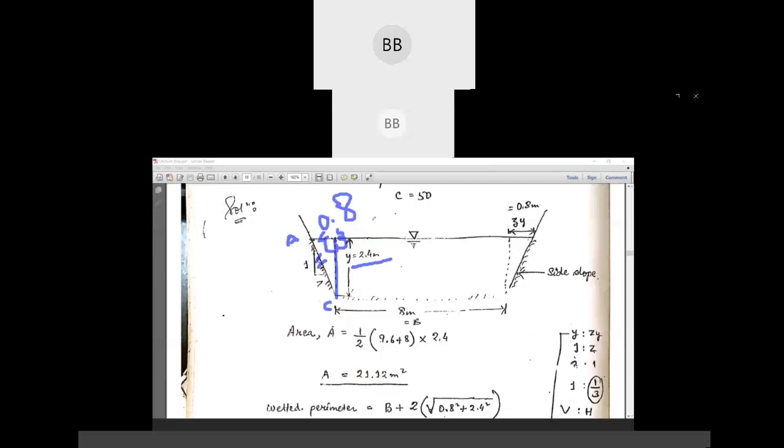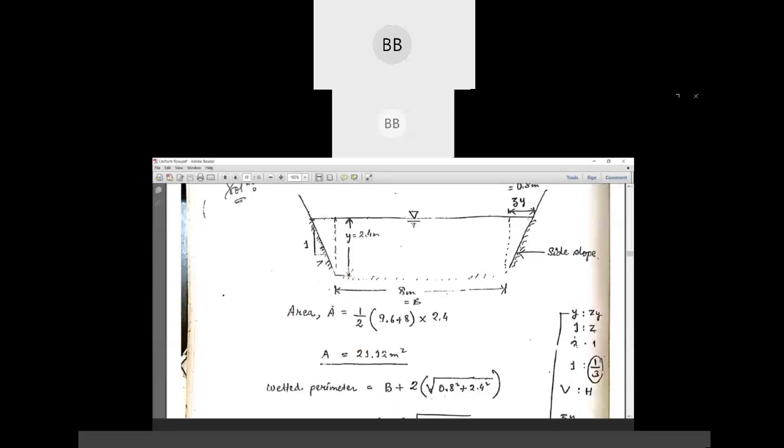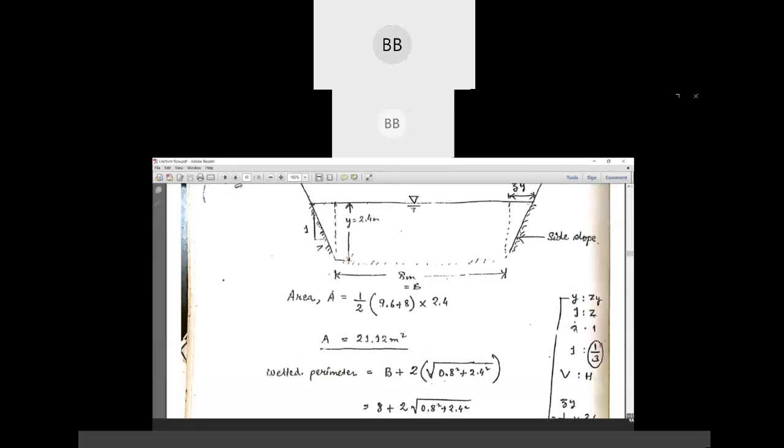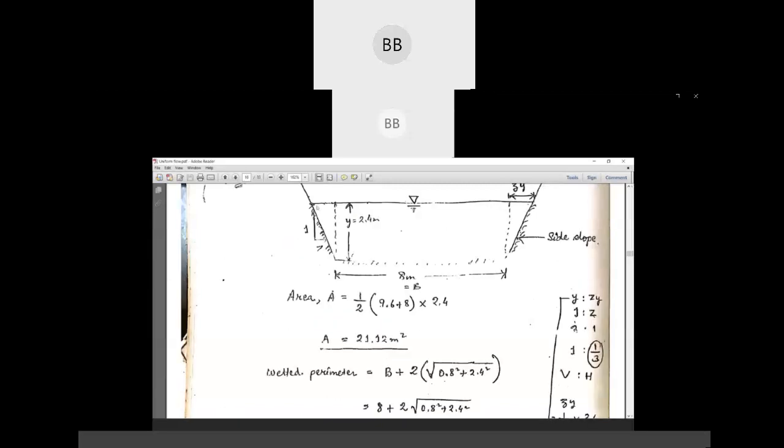So you can use Pythagoras theorem to find out this side. As you can see, this is your right angle triangle. You know these two sides, you can use Pythagoras theorem to find out the other side. So this is what we are using. We all know the hypotenuse square is equal to sum of the other two sides square. So here, root over 0.8 whole square plus 2.4 whole square.